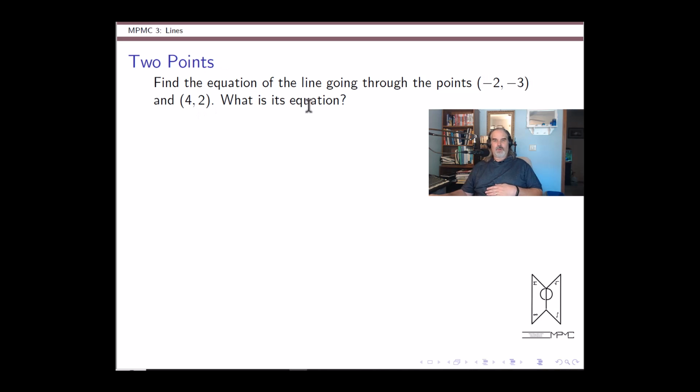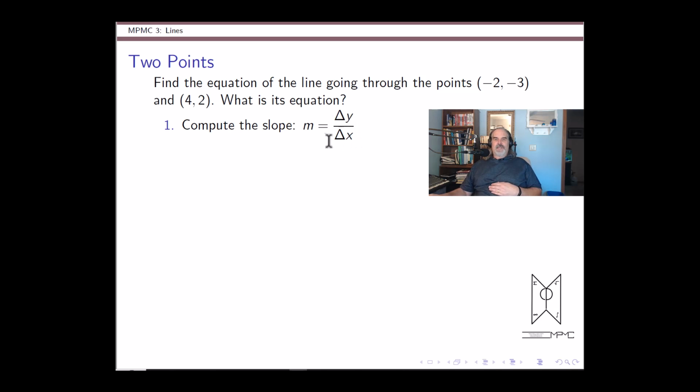What's its equation? Well, if we're going to go to that point slope formula, we have to decide on the slope, but we have the information to do that. You probably remember the slope of a line is delta y over delta x, or the change in y coordinates over the change in x coordinates.